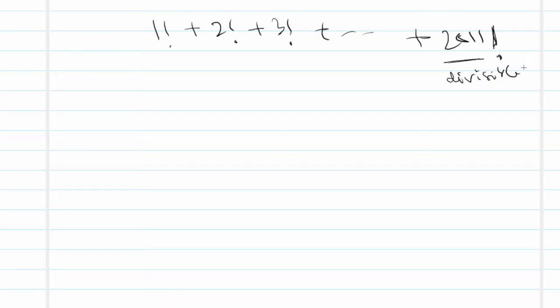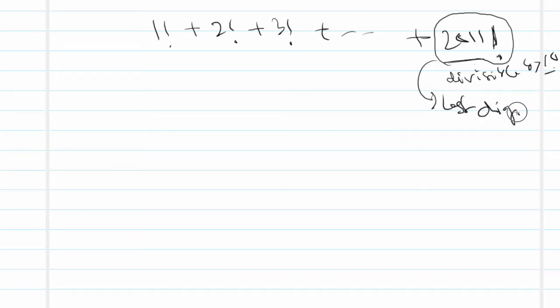Divisible by 10. So the last digit of 2011 factorial is 0. Why? Because 2011 factorial is 2011 times 2010 and so on up till 1, right? But somewhere there will be a 10 here, right? Somewhere there will be 10.